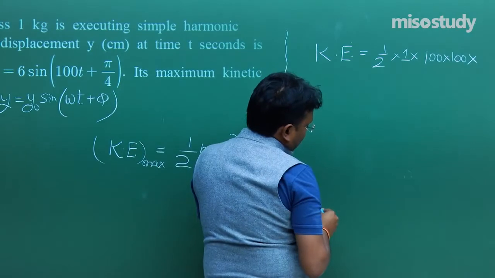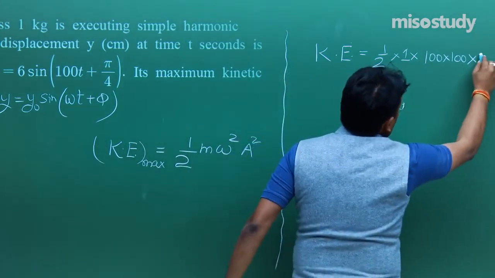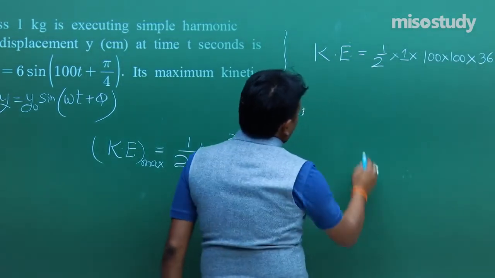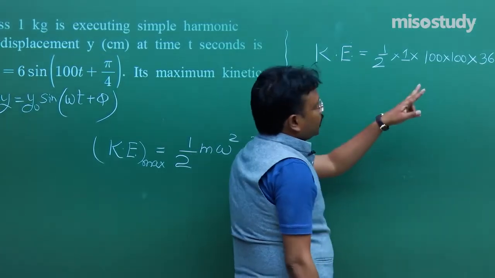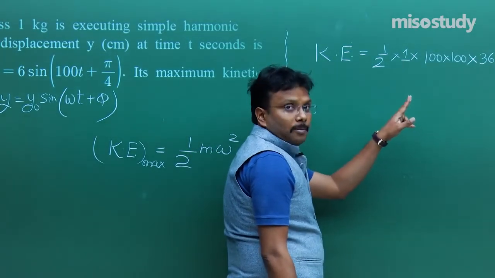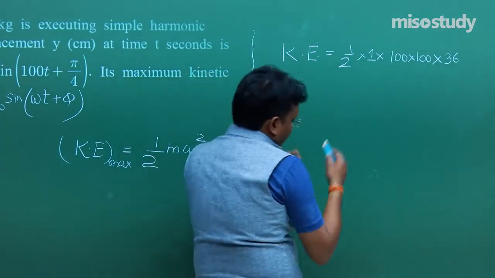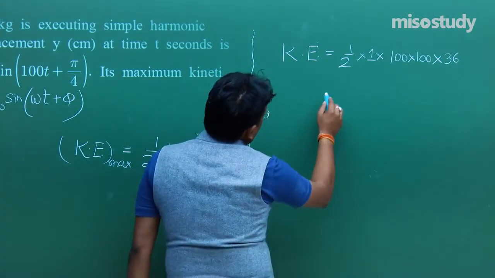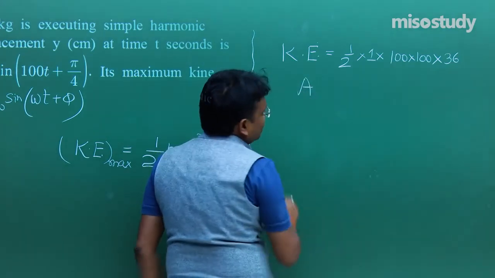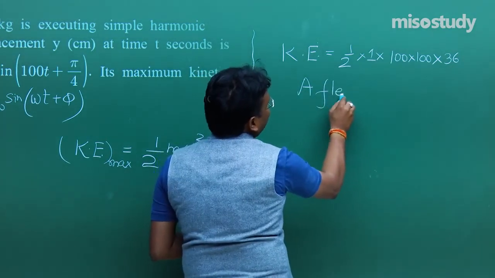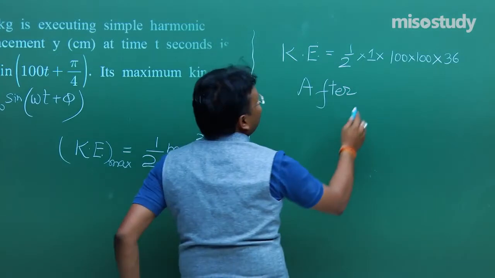So, 36 directly I think I should put 36, fine, and that too into 10 to the power minus 4, because it is in centimeter and your entire calculation should be in MKS system, fine. So, now at least you people should come and support me if I am writing like this.